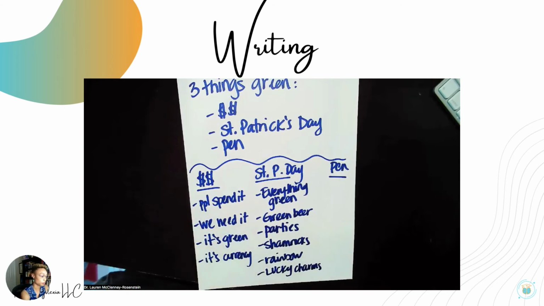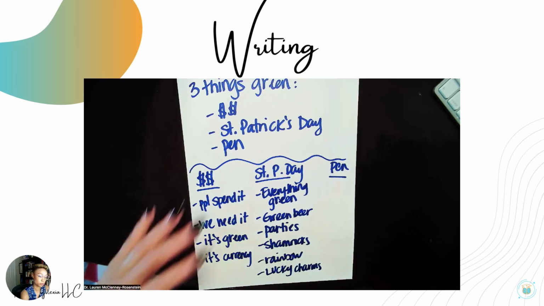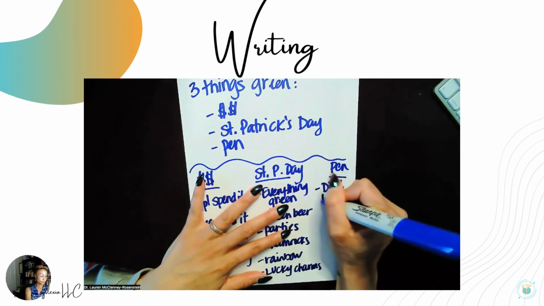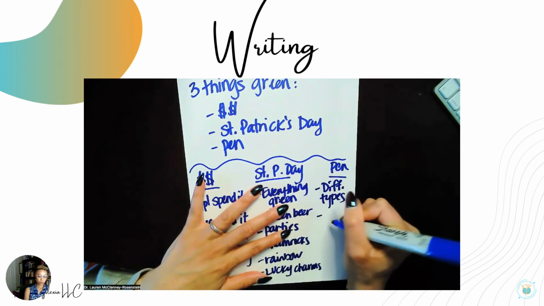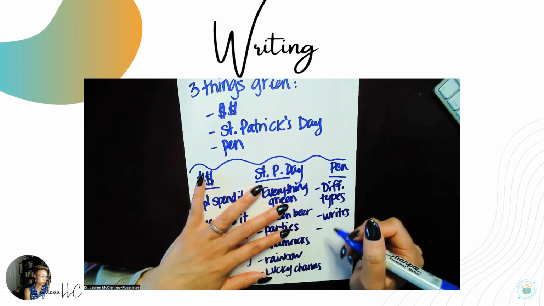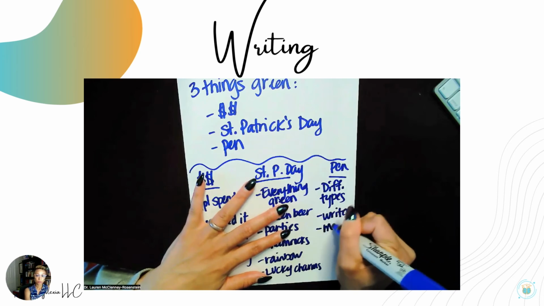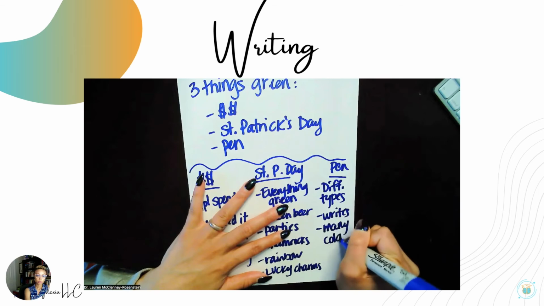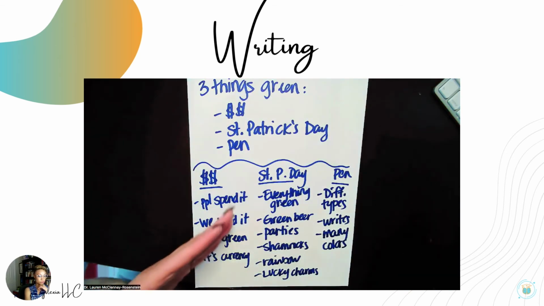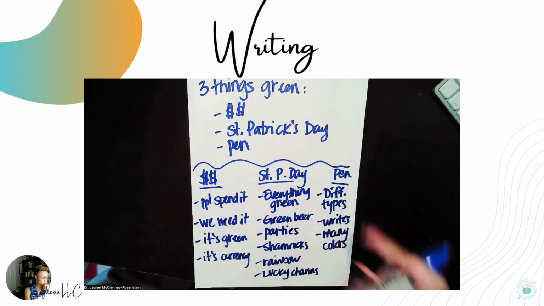Okay, so as you can see, this is getting ideas on paper. What do we know about a pen? Different types. We know that a pen writes. We know that a pen has many colors. Okay, so I am demonstrating, and obviously you shouldn't put all 3 of these on the same paper, but in the interest of this tutorial, I'm showing you how you can expand ideas from these topics.